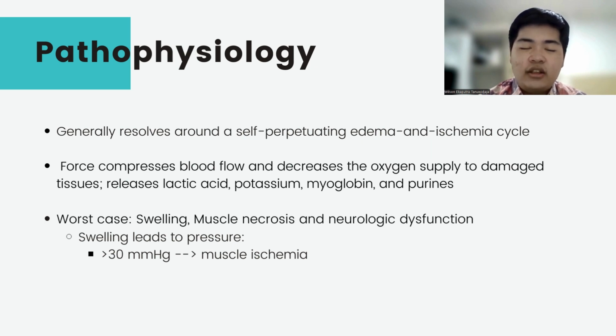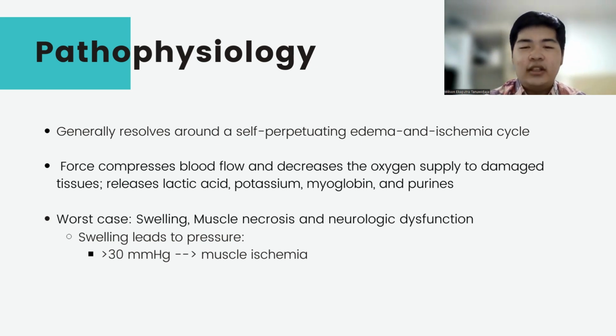I will be giving a short explanation about the pathophysiology of crush injury or crush syndrome. It generally revolves around a self-perpetuating edema and ischemia cycle, from the state of nothingness to basically tissue death. For crush injury, force compresses the blood flow and decreases the oxygen supply to damaged tissues, which in turn releases lactic acid, potassium, myoglobin, and purines into the bloodstream, into the body, basically.